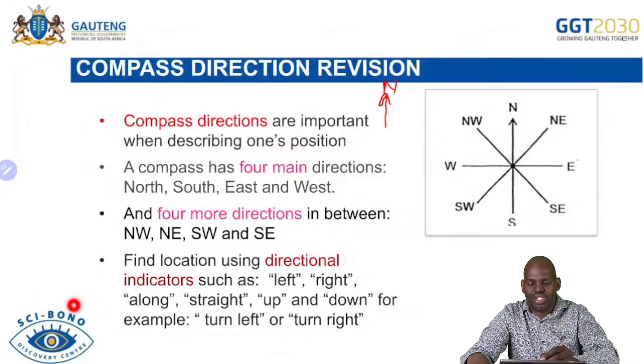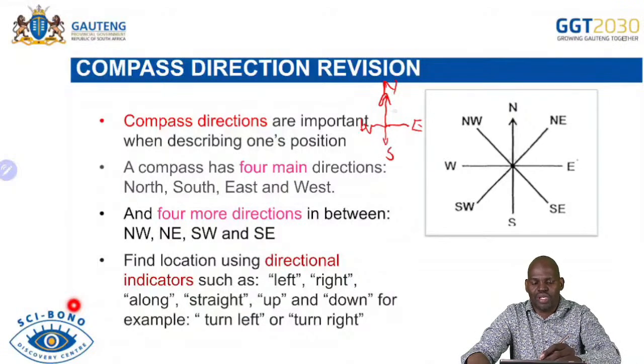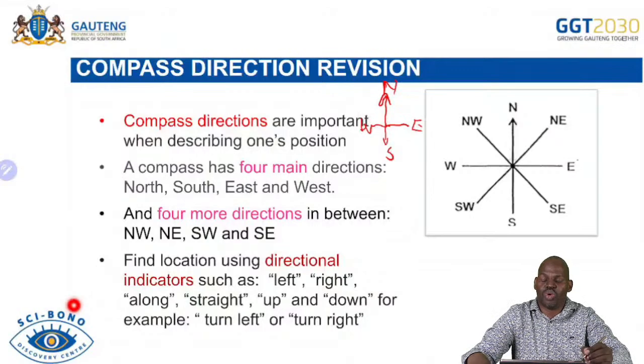If the north is facing up, we know that the right-hand side is east, the left-hand side is west, and then at the bottom it's south. And then between north and east is northeast, between south and east is southeast, between south and west is southwest, and between north and west is northwest.